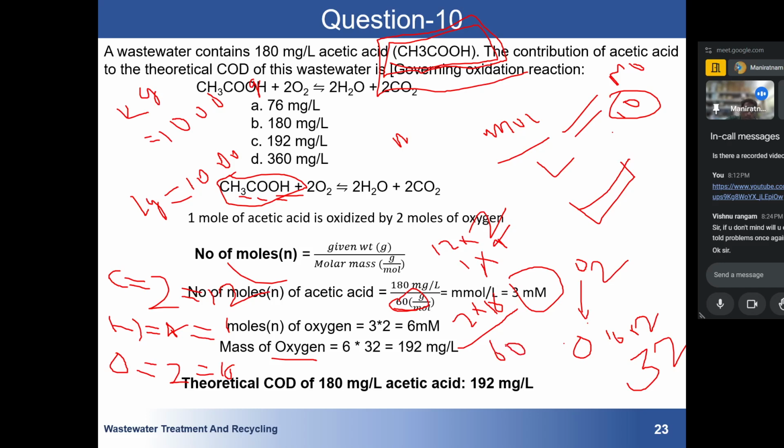You should remember the molar mass of basic atoms like carbon, hydrogen, oxygen, nitrogen. You have to follow this procedure only. So can you tell me what will be the molar mass of CO2?